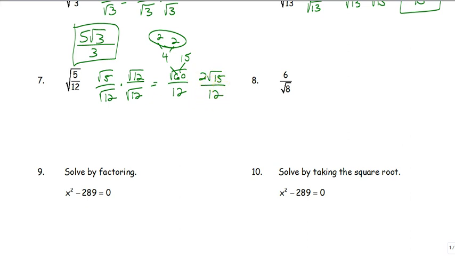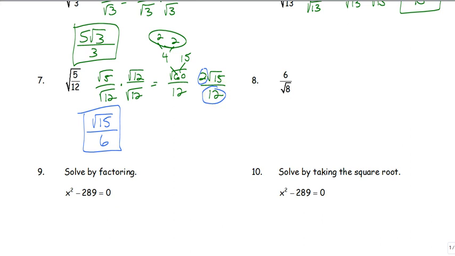Now, this is not simplified yet because notice the 2 is outside of the square root, the 12 is outside of the square root. 2 over 12 is a fraction that can be reduced. So this is actually root 15, or 1 root 15, over 6. I cancel the 2 and the 12. 2 twelfths is the same thing as 1 sixth.